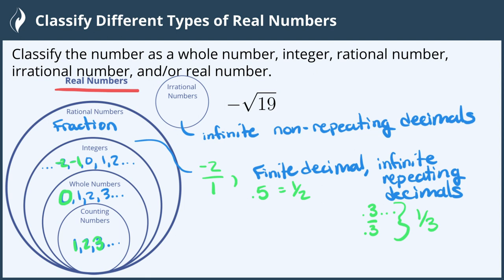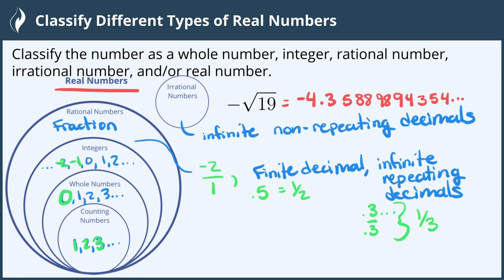Our number is negative square root of 19. 19 is not a perfect square, so I know it won't calculate evenly. If I plug this into my calculator, I'll get the number negative 4.35889. Now some might think that's a repeating decimal, but if we keep going, we'll get 4, 3, 5, 4, and so on, which means this is an infinite non-repeating decimal.